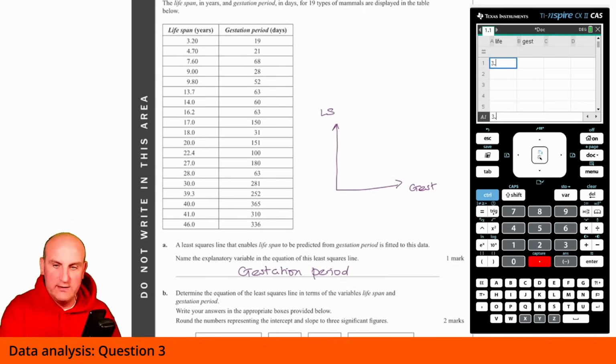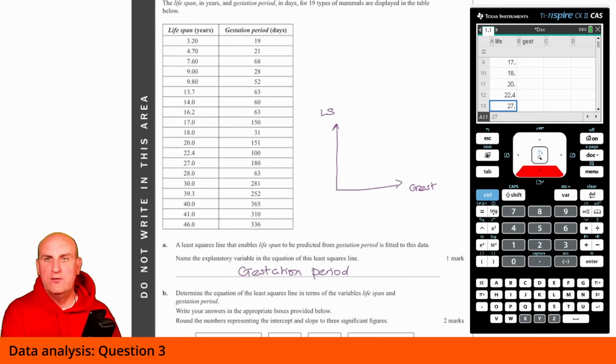So now again, making sure I put the data in: 3.2, 4.7, 7.6, 9, 9.8, 13.7, 14, 16.2, 17, 18, 20, 22.4. Keep checking, 22.4, 27, 28, 30, 39.3, 40, 41, and 46. Now again, checking I've got 19 data items. I do, quick scan up, make sure I haven't done anything really silly, like doing like 224, for example. Nope, that looks good.